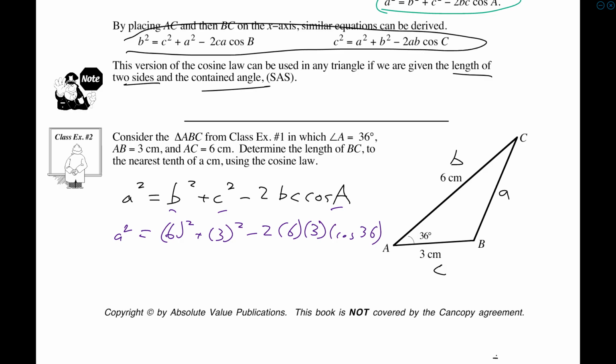36 plus 9, minus 2 times 6 times 3 times cos 36. A squared equals 15.87. Hey, this looks really familiar to me. So what's A? We need to do the square root also. Yeah, exactly.